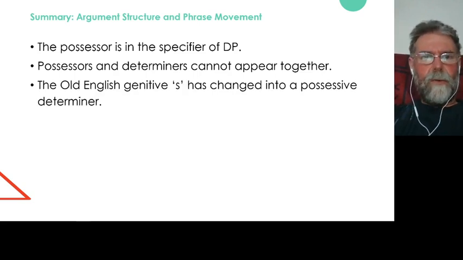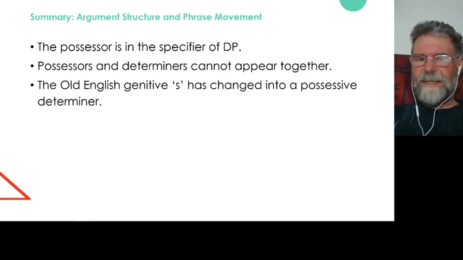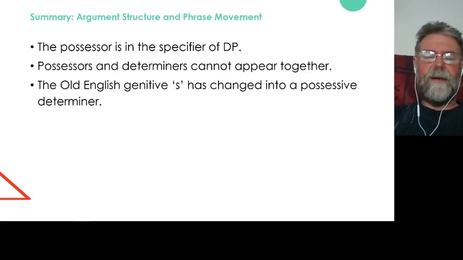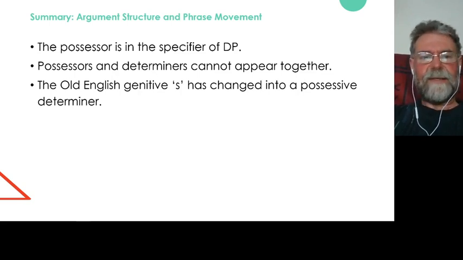We noted that the Old English genitive 's has changed its status. English, as I said, lost its cases, but it seemed to maintain this 's. However, it didn't maintain it as a genitive case at all. It seemed to maintain it as something else. And this turned into what is now in modern English a kind of determiner, the possessive determiner, in fact.